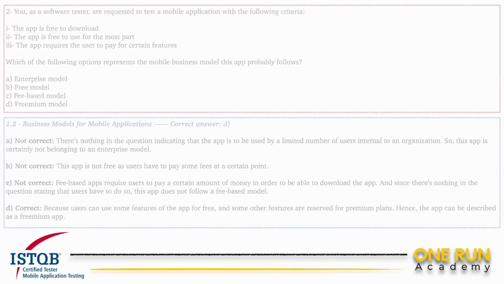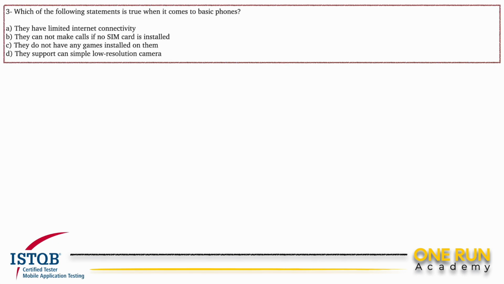Now is the time to answer question number 3, which says, which of the following statements is true when it comes to basic phones? A. They have limited internet connectivity. B. They cannot make calls if no SIM card is installed. C. They do not have any games installed on them. D. They support simple low-resolution cameras.